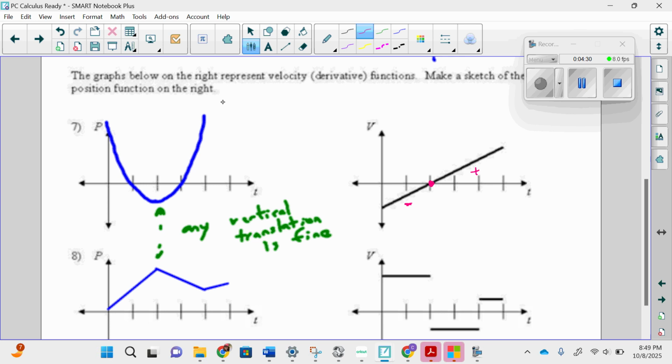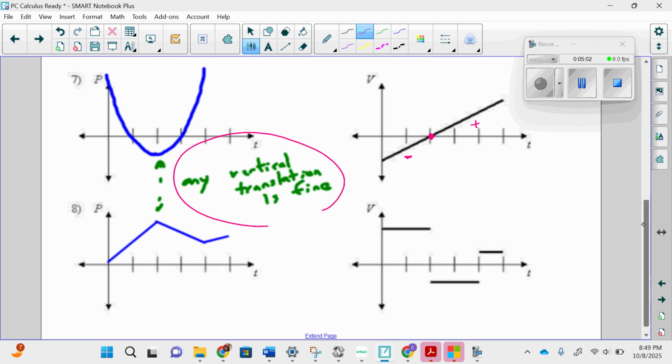Where you draw your minimum can be completely different because we don't have any actual y values. So that's what this little comment here is talking about: the vertical translation is fine because we don't know where exactly the position function is. We just know that it will have that shape and we will have that minimum at x is 2.